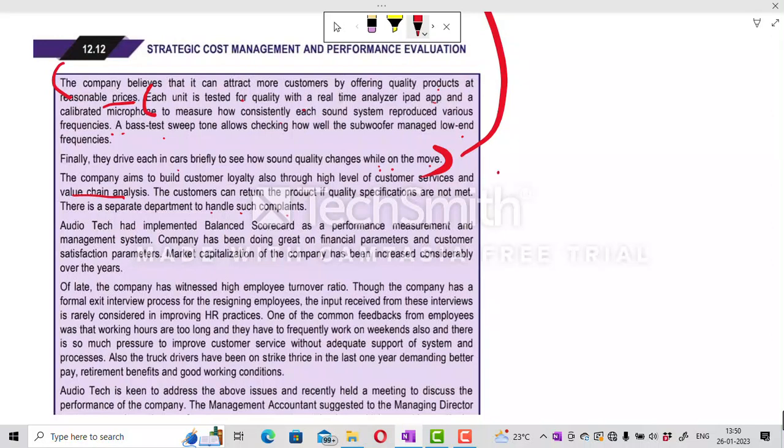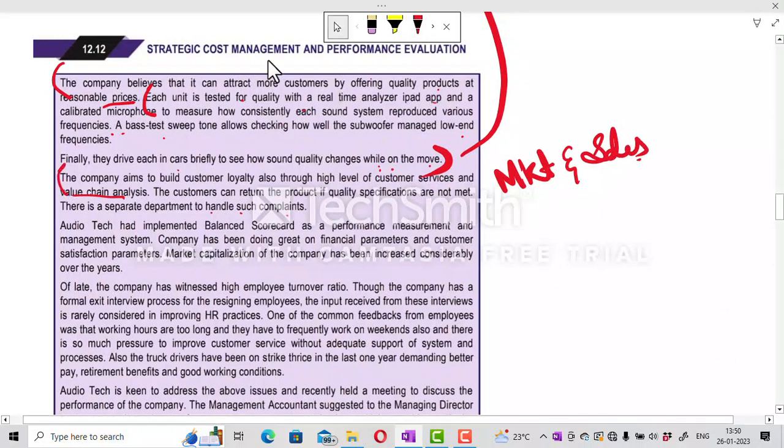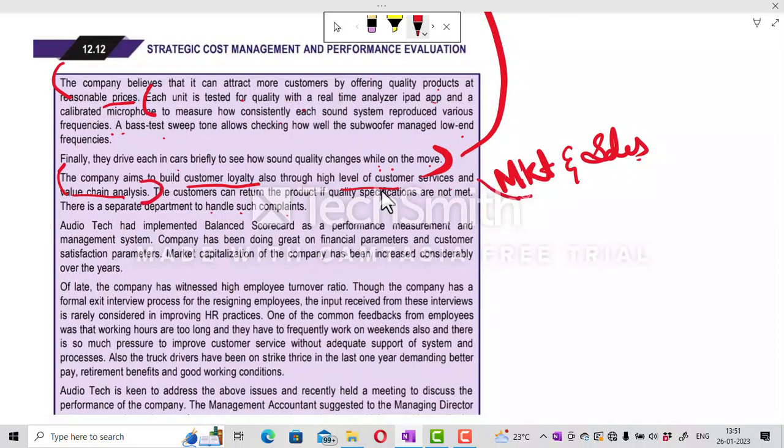So, here they did not give anything about marketing and sales. They only gave that they aim to build customer loyalty through a high level of customer service and value chain analysis. So, this can be the marketing strategy they are following instead of any advertising. Customers can return the product, and there is a separate team to manage that. Okay, so it comes under service.